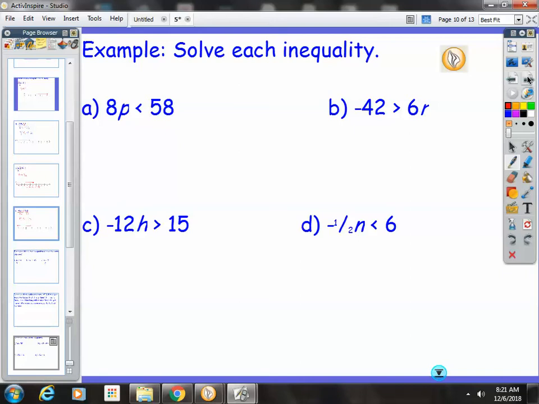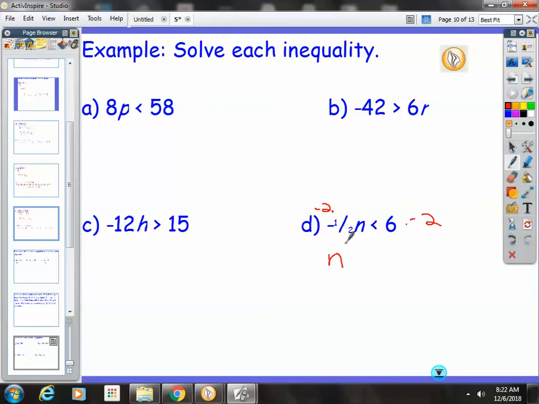So I have negative 1/2 n is less than 6. If I want to get n by itself, what could I do to get rid of negative 1/2? Multiply by what? Negative 2, the reciprocal. Do you remember that? For multiplying by a fraction, to get rid of it, we'll multiply by its reciprocal, which is negative 2. What I don't want you to do is divide by a fraction. I instead multiply by the reciprocal.